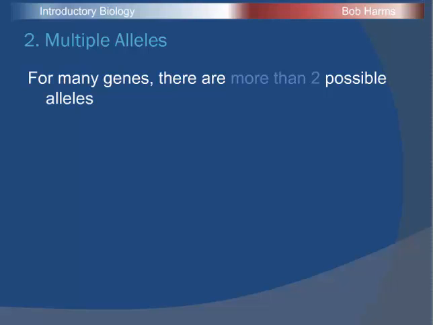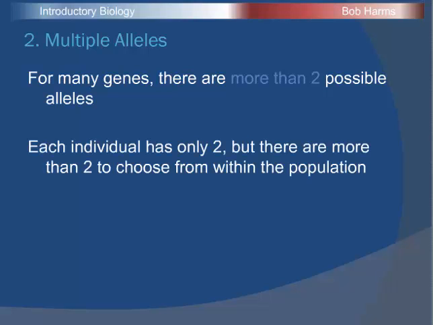Now, we need to keep in mind that as an individual, we each only have two alleles. And so I'm going to have two alleles, you'll have two alleles, but if I were to look at a group of maybe 30 or 40 people, there might be 4 or 5 different versions of that gene, or 4 or 5 different alleles that we might see in everybody's genotype.